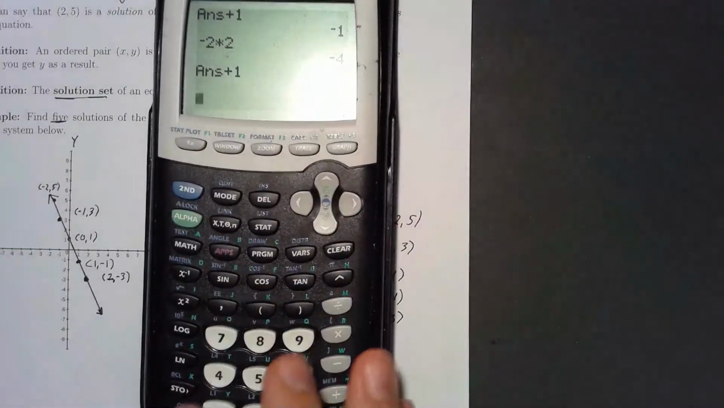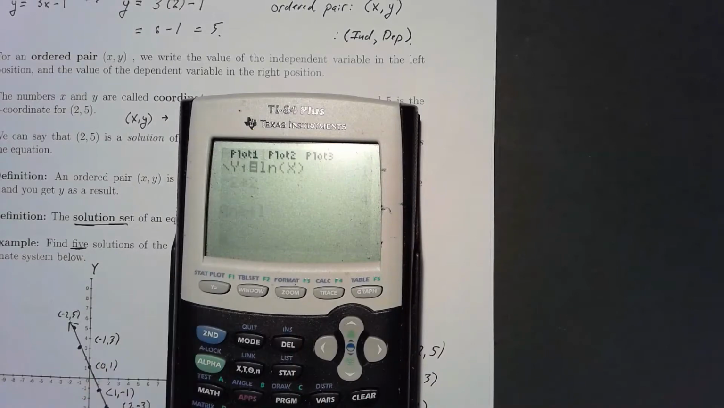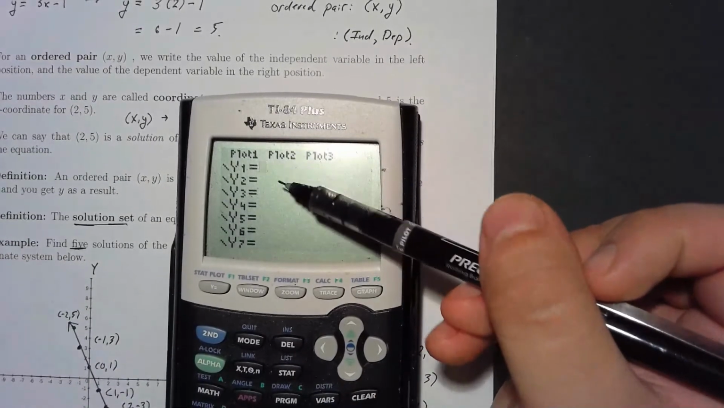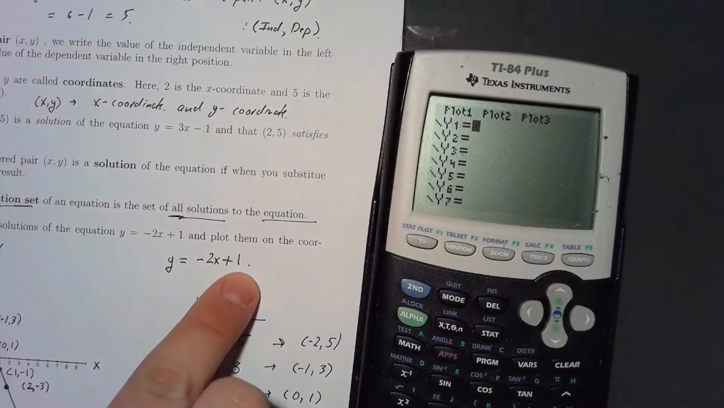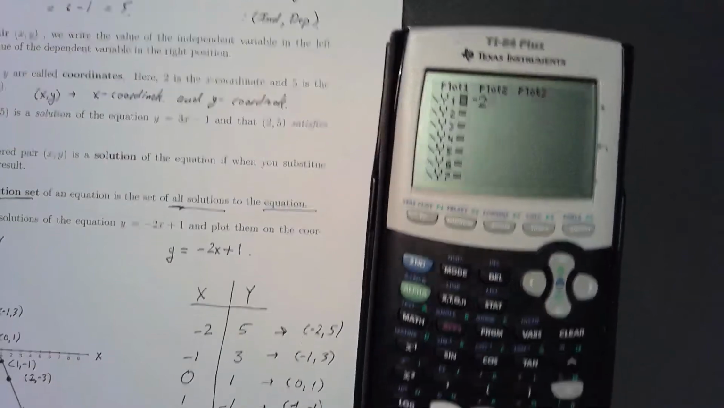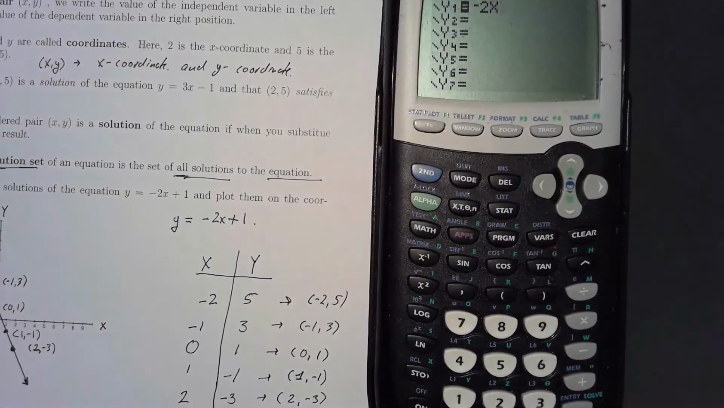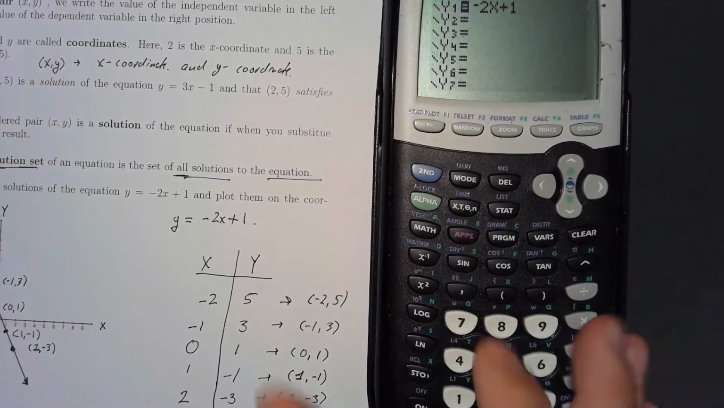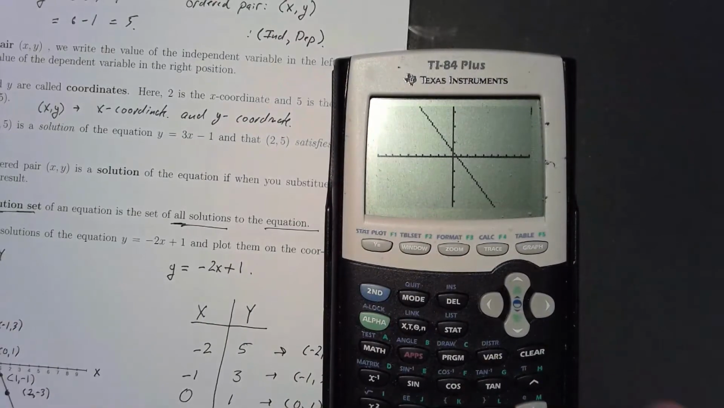If you go to y equals up here, you could actually graph this button right here. And you could graph the equation in the y equals. So if I go negative 2x plus 1, so negative 2, the x variable button, the variable button's right here, x plus 1, I hit enter, and then I go to graph, there it is.